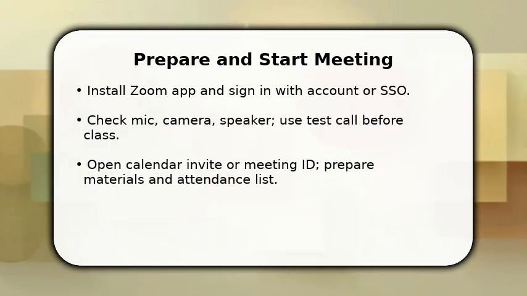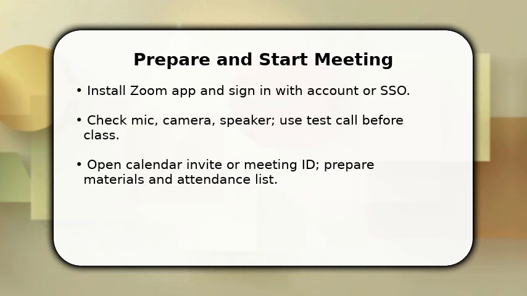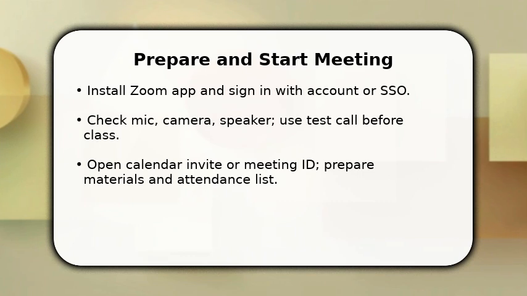You begin by confirming prerequisites. Installed Zoom, signed into the correct account, and your audio/video devices work. Open the calendar entry or use the meeting ID now. This places you directly into the meeting lobby where you control entry.